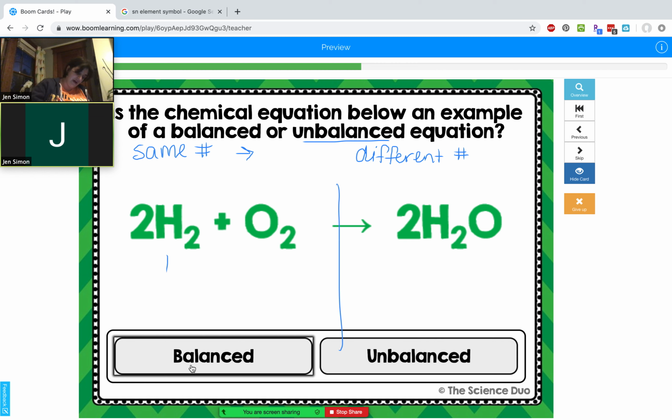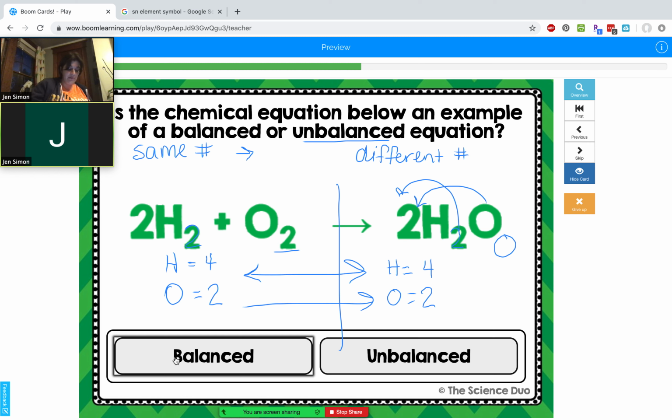So over here I have hydrogens and I have oxygens. I have 2 hydrogens in my subscript times 2 in my coefficient. So I have 4 hydrogens altogether and I have 2 oxygens. Over here on the product side, I have a 2 subscript for my hydrogens times a 2 coefficient, so I have 4 hydrogens, and I have no subscript here, so I have 1 oxygen times a 2 coefficient, and that gives me 2 oxygens. Since I have the same number of hydrogens on each side and the same number of oxygens on each side, that is balanced.